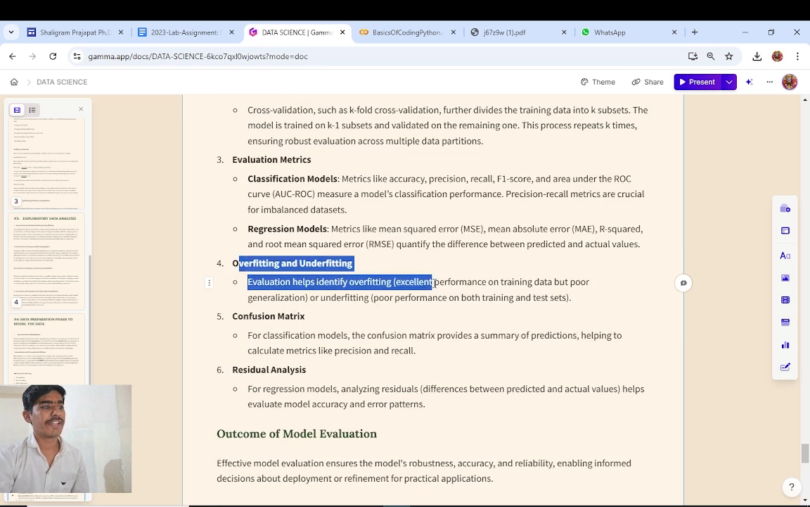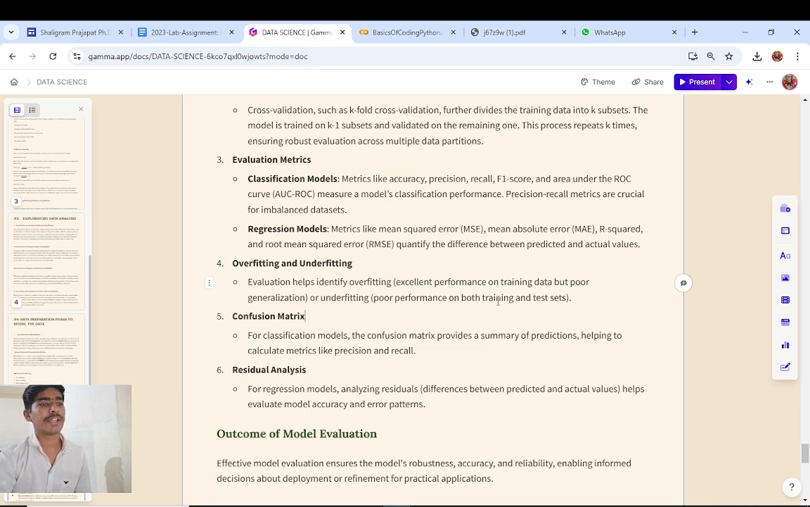And the fourth is overfitting and underfitting. Evaluation helps identify overfitting, which is excellent performance on the training data but poor generalization, or underfitting, which is poor performance on both the training and the test set.